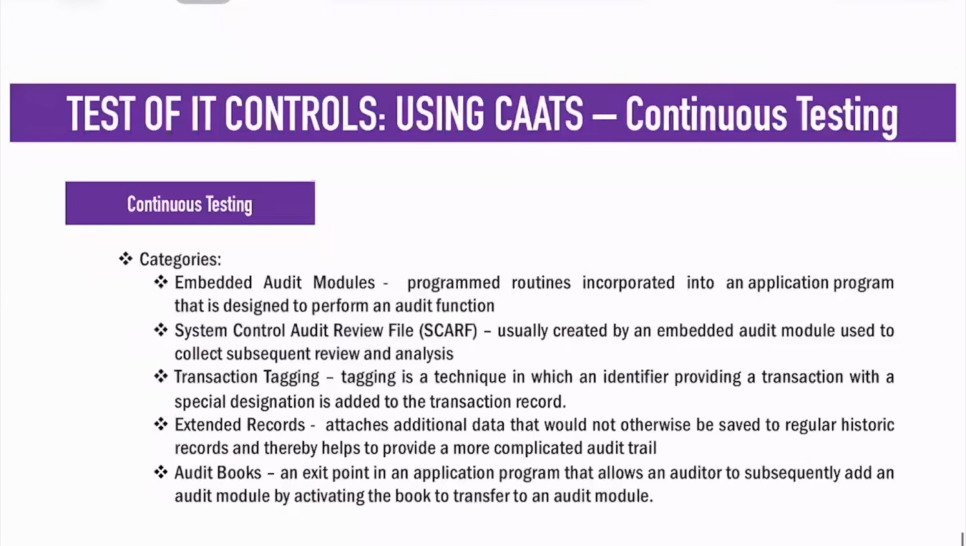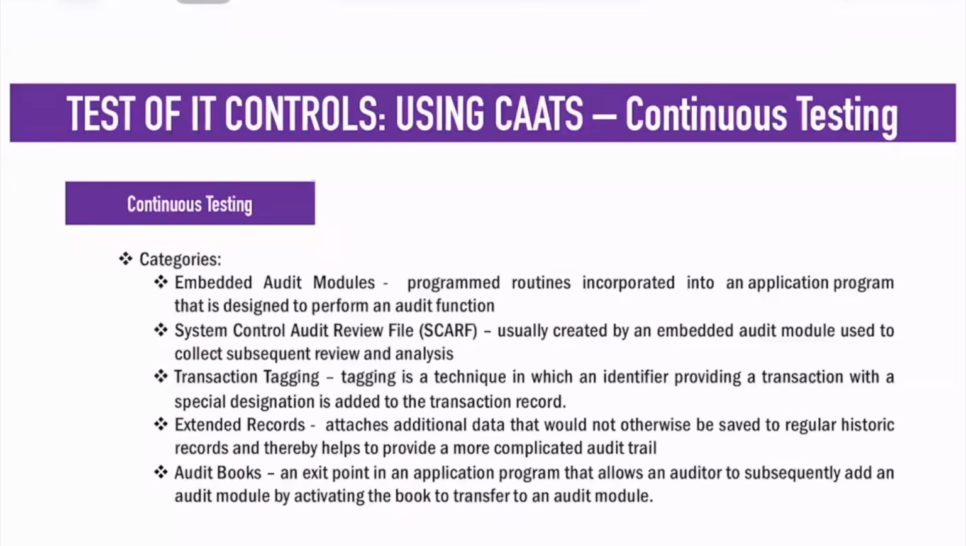Next, test of IT control using CAATs: continuous testing. So in continuous testing, what happens? In advanced computer software, there is a capture of your transactions. Such particular capture of transactions are already embedded in the system itself as the transaction occurs. So that is why it is called continuous testing.